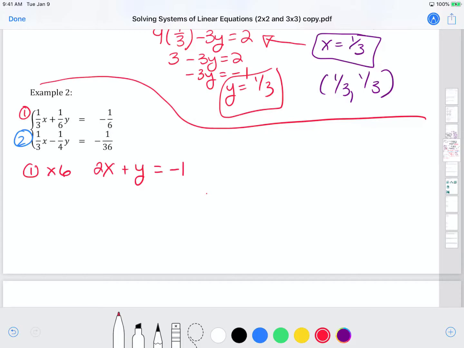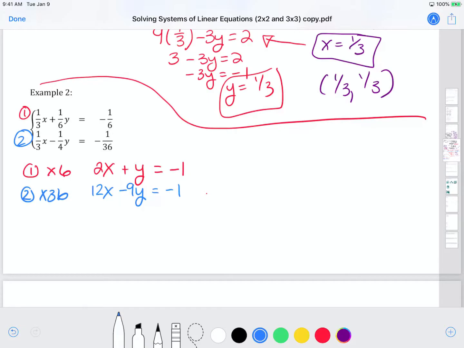Then in the second equation, I'm going to multiply everything by 36. 3, 4, and 36 all divide into 36. So let's use 36. When I take 36 times 1/3, that's going to give me 12x. When I take 36 times negative 1/4 y, that gives me a negative 9y. And when I take 36 times negative 1 over 36, that's going to give me a negative 1.